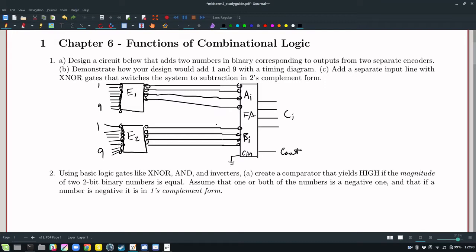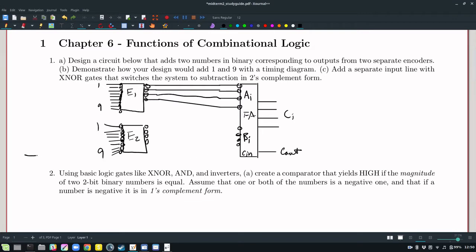But in the third part, it says add a separate input line with XNOR gates that switches the system to subtraction in 2's complement form. And so we're going to have to make some changes. In particular, let's try to change just the bottom half of the circuit. And so the main thing with 2's complement, of course, to change a number to 2's complement, you have to both invert it and you have to add 1. So our C input line to the full adder will have to be modified.